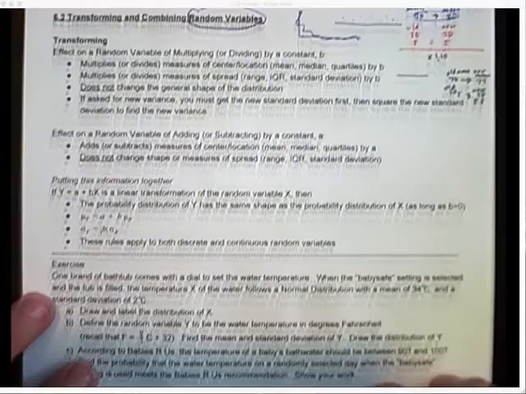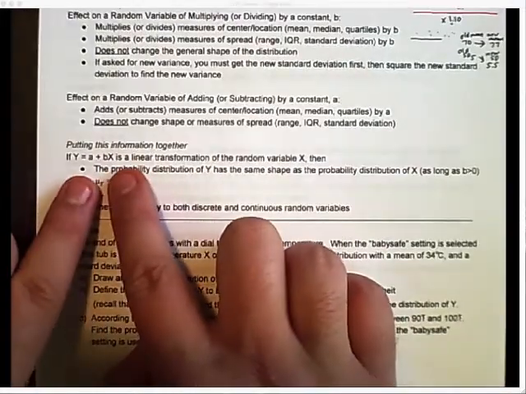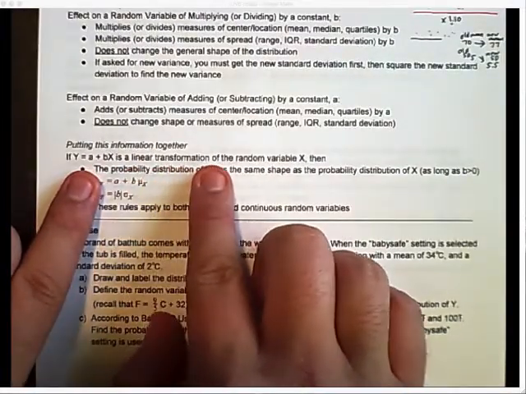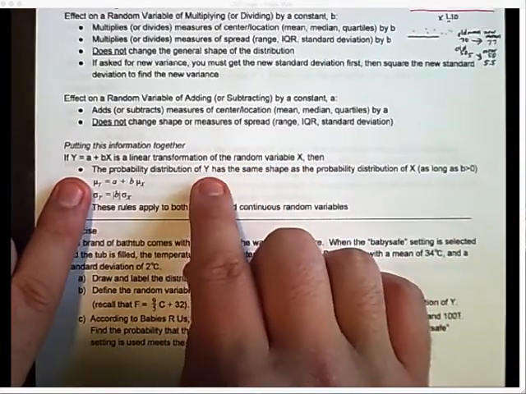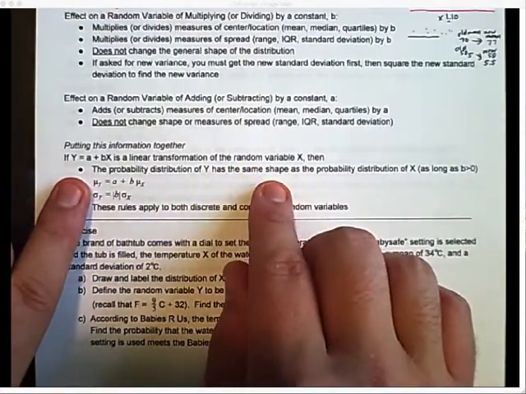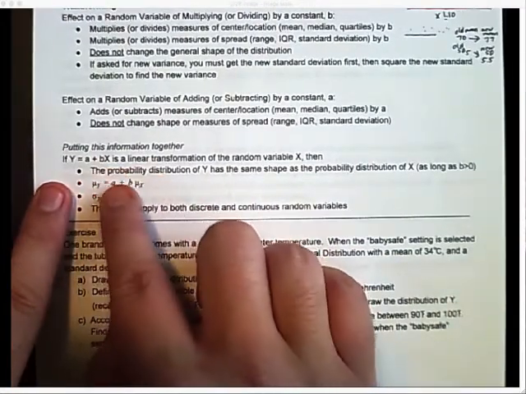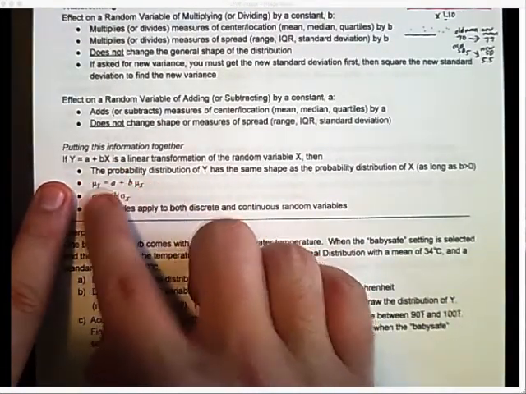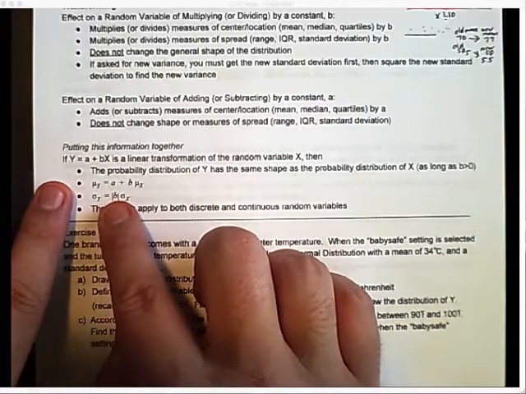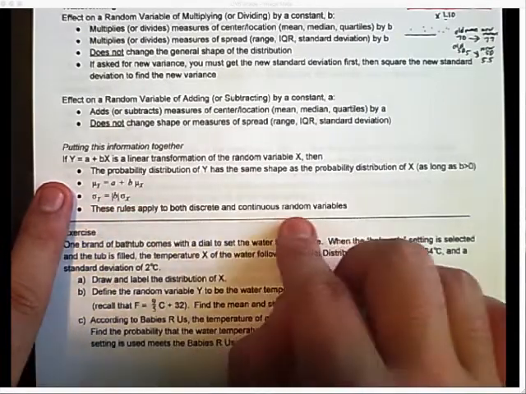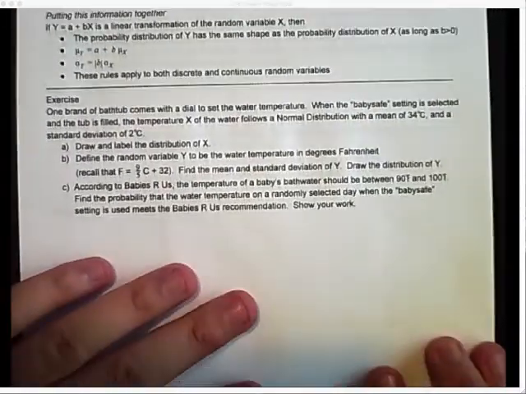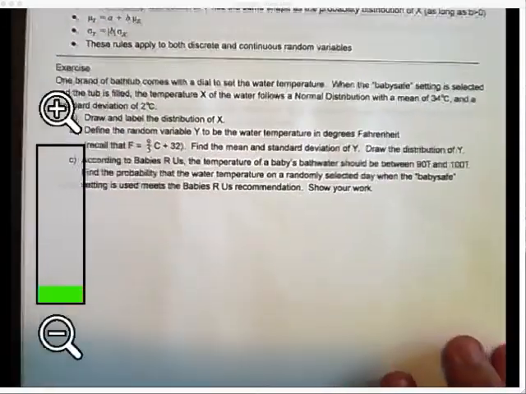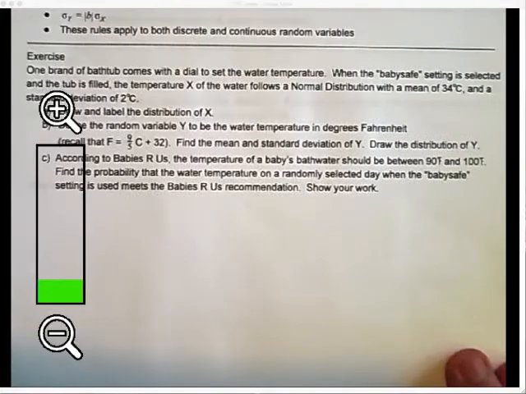The bullet down here says if y equals a plus bx is a linear transformation of the random variable x, then the probability distribution has the same shape. Here's how we find the new mean. Here's how we find the new standard deviation. And these rules apply to both continuous and discrete random variables. Let's read the first example, because the best way to understand this is to do an example.